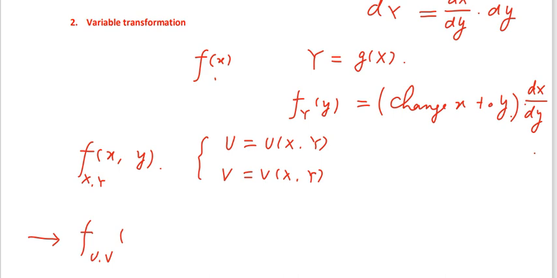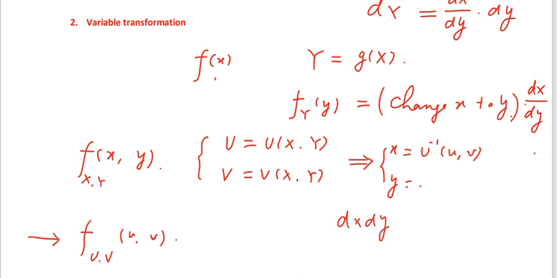Here we just solve for x and y, right? So for x we get x equal to u minus something in terms of u, v. But anyway, we are just changing everything to u, v. So here we just change those x, y to u, v. And then don't forget this: before it was dx dy, but now it is du dv.